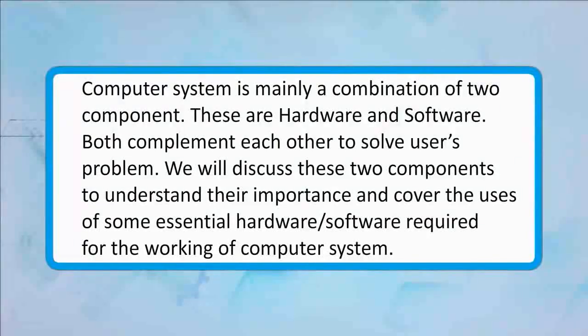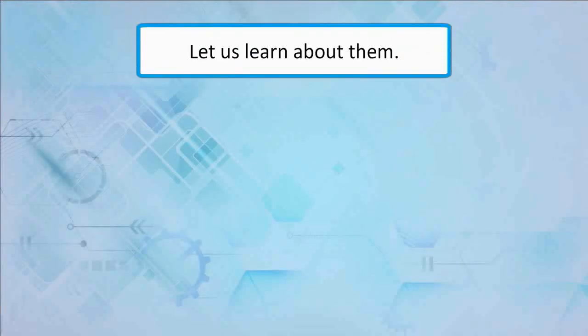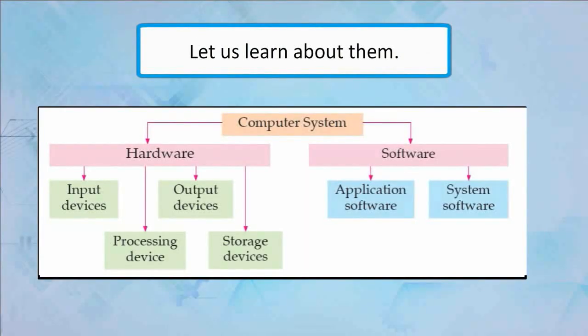We will discuss these two components to understand their importance and cover the uses of some essential hardware and software required for the working of a computer system. Let us learn about them. Computer system: hardware, input devices, output devices, processing device, storage devices, software, application software, system software.